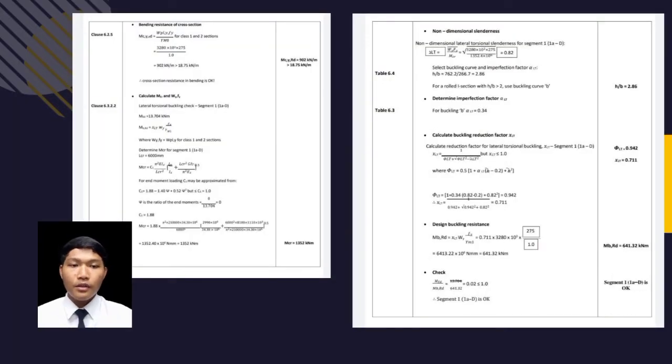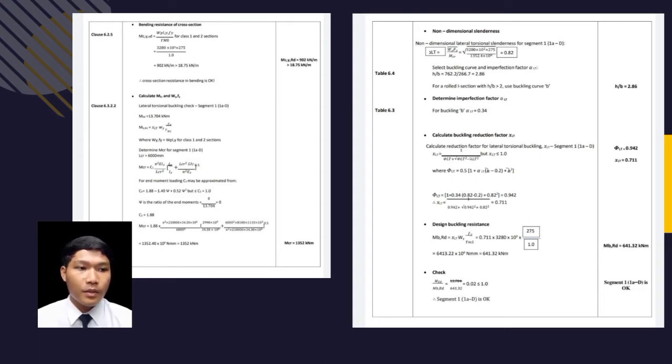After that, we calculate the bending resistance of the cross section, where we get the value of Mc,Rd is 902 kN/m, which is larger than 18.75 kN/m. That means the cross section resistance in bending is okay. After that, we calculate the Mcr and Wpl·fy, and we get the Mcr is 1352 kN/m. After that, we calculate the non-dimensional slenderness. We get the h/b is 2.86.